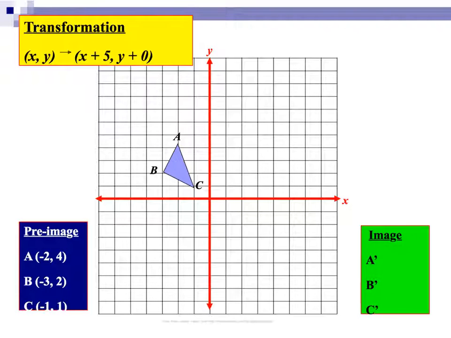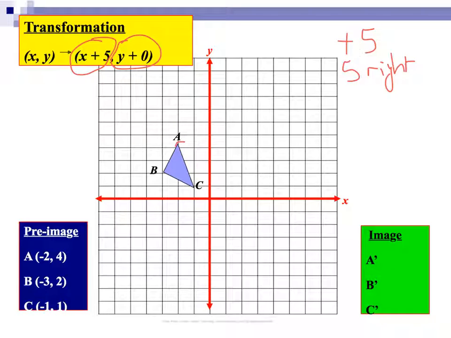So we're going to go through the first transformation. So we have x plus 5 and then y plus 0. So keep in mind the number with x tells you how much to move left or right. So since it is plus 5, that means 5 to the right. So 5 units to the right. So you have to do this for each letter. So let's start with A.